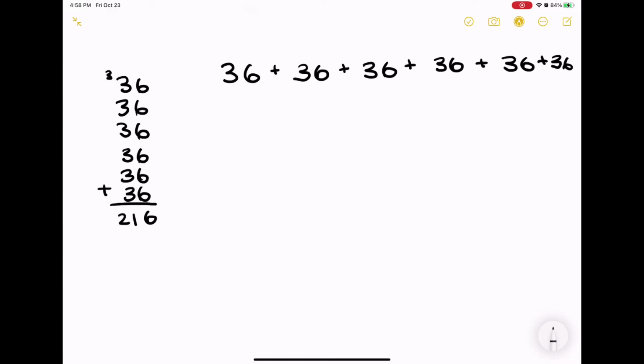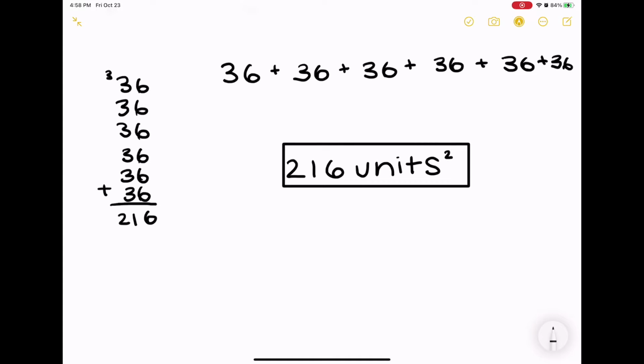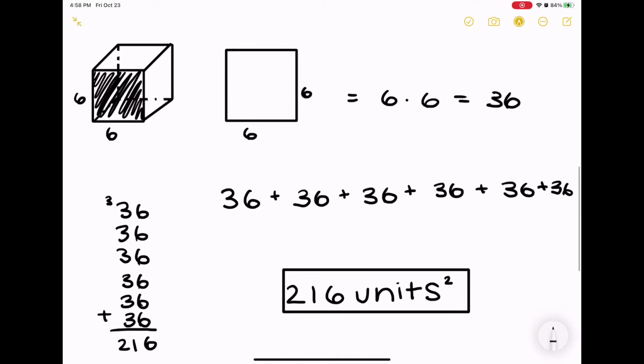So our answer is 216, and whenever we're dealing with area, we always have units squared or feet squared, depending on what the problem gives us. But we don't have any units, so we just put units squared.